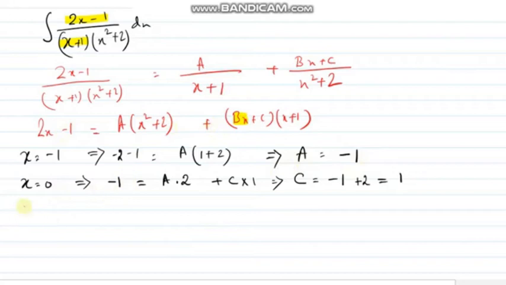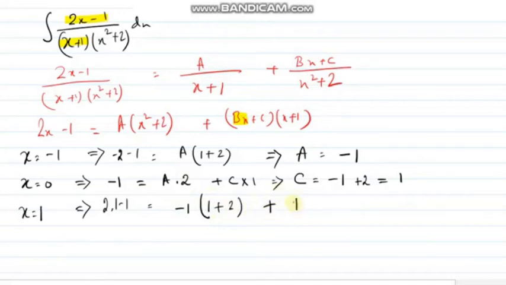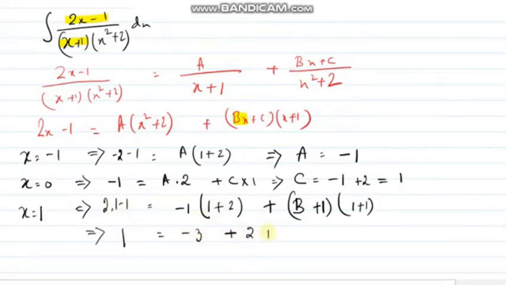To find the value of B, I can take any value of x. If I take x equals to 1, so 2 into 1 minus 1 equals to A, which is my minus 1, into (1 plus 2), plus (B into 1, C is 1) into (1 plus 1). It will be like this. So it will be 2 minus 1, 1 equals to minus 3 plus 2 into (B plus 1), right? So 3 is going this side, so 4 equals to 2 into (B plus 1). So if I simplify, my B will become 1.